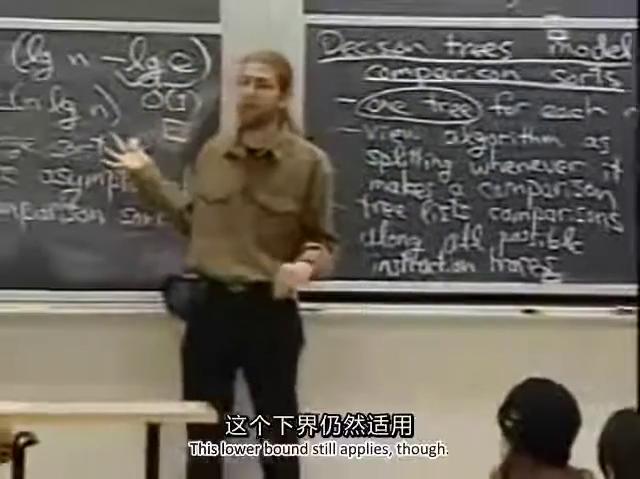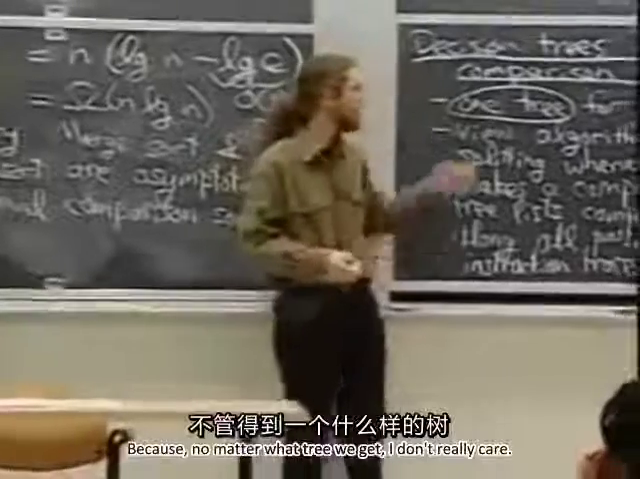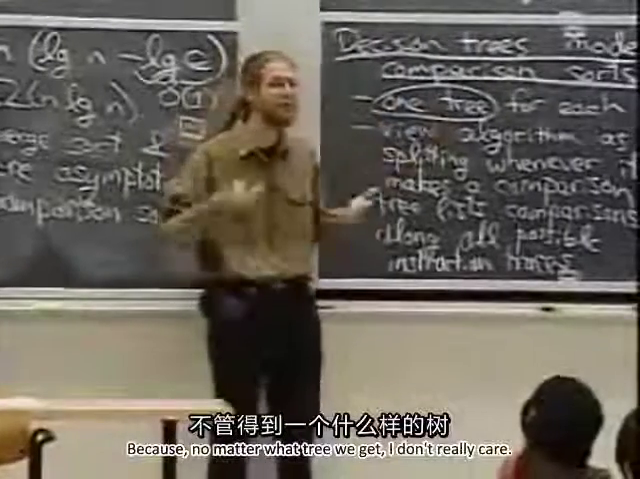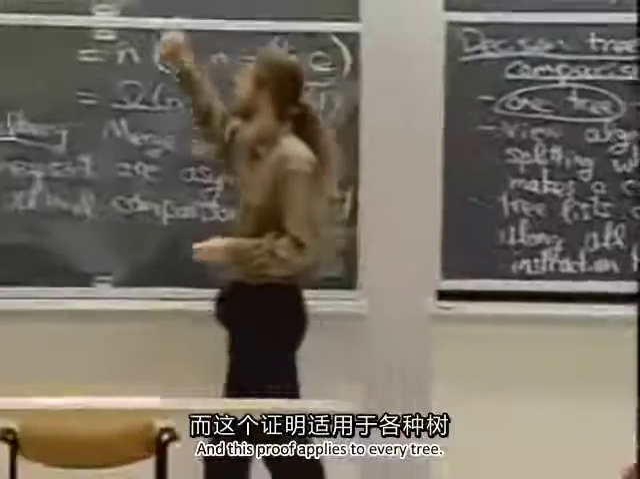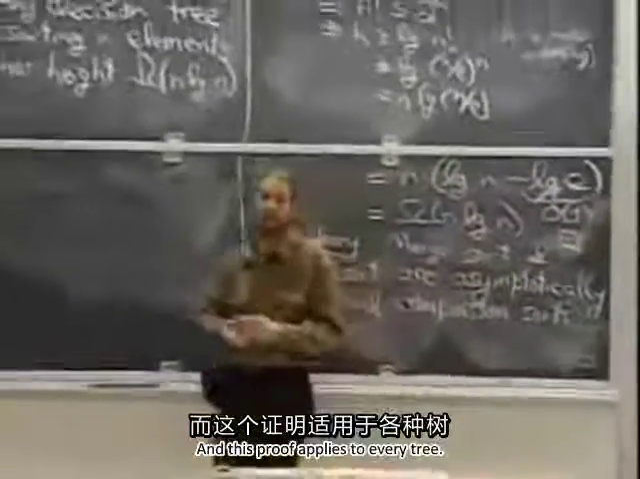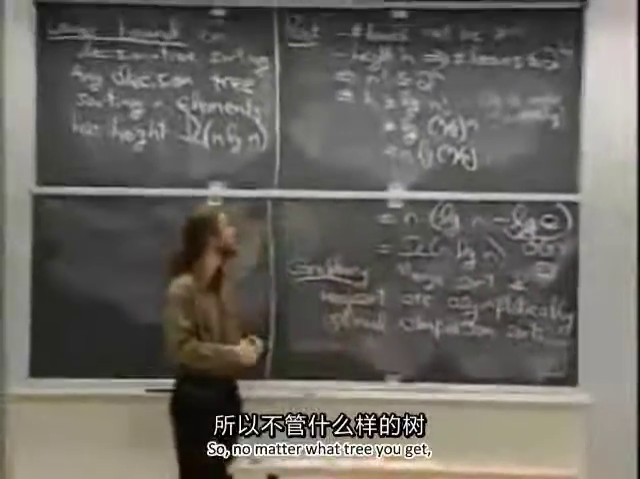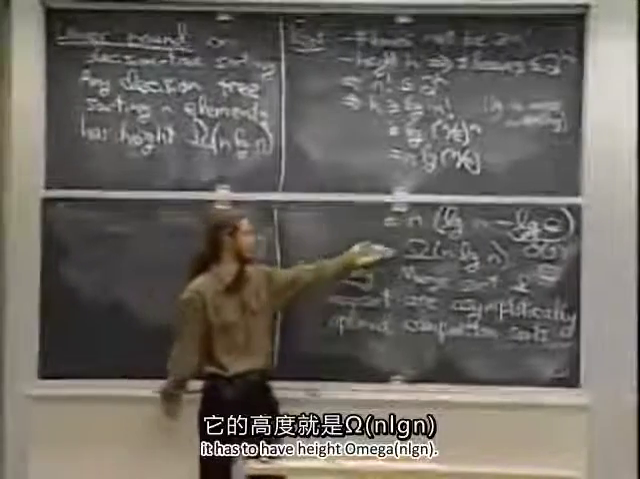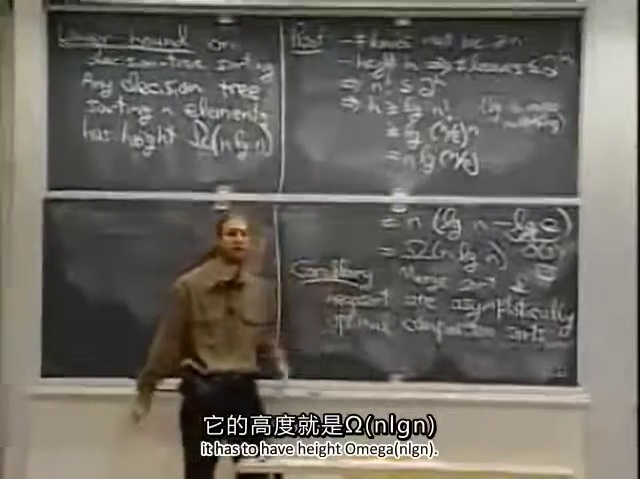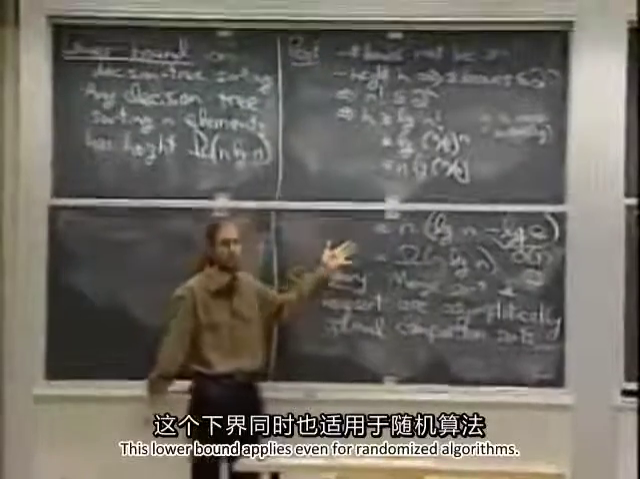This lower bound still applies, though, because no matter what tree we get, I don't really care. I get at least one tree for each n. And this proof applies to every tree. So no matter what tree you get, if it's a correct tree, it has to have height omega n log n. So this lower bound applies even for randomized algorithms.